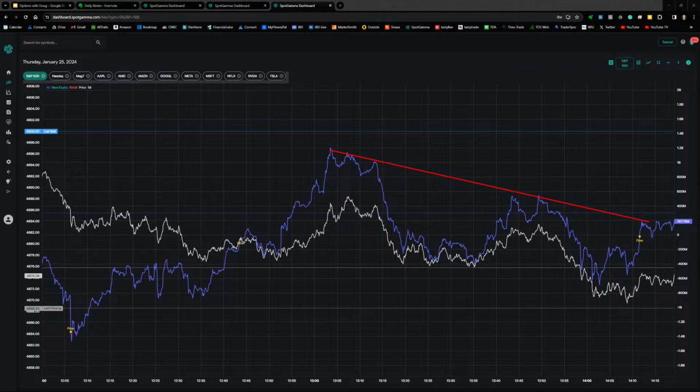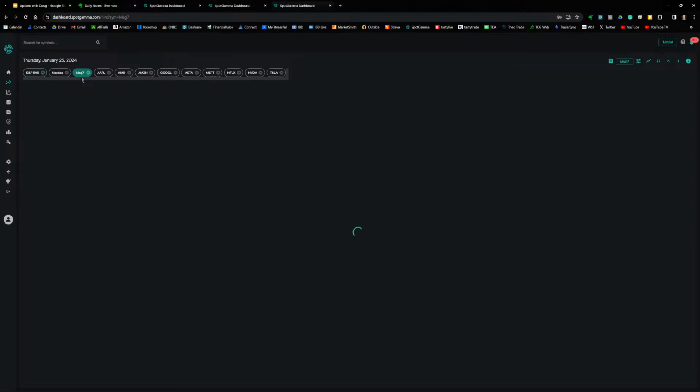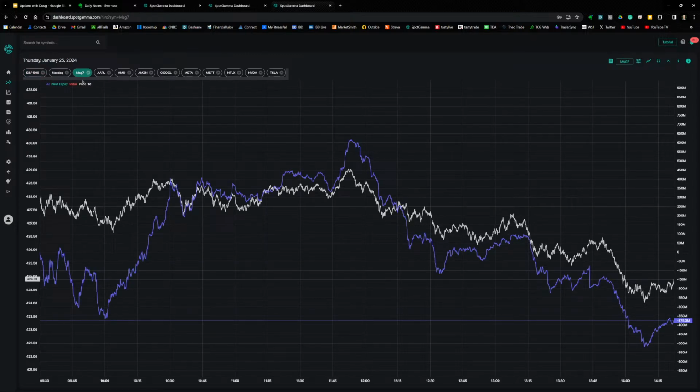So this latest move remains to be seen. Let's see what they're doing in the Mag 7. And thank you, Stephen, thanks for posting that link to Gary Norden's webinar.